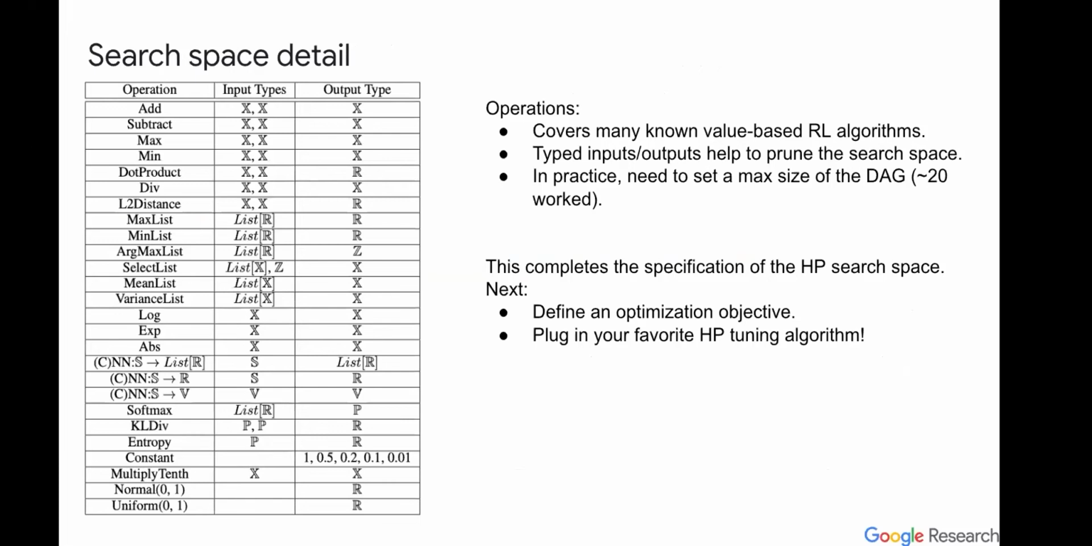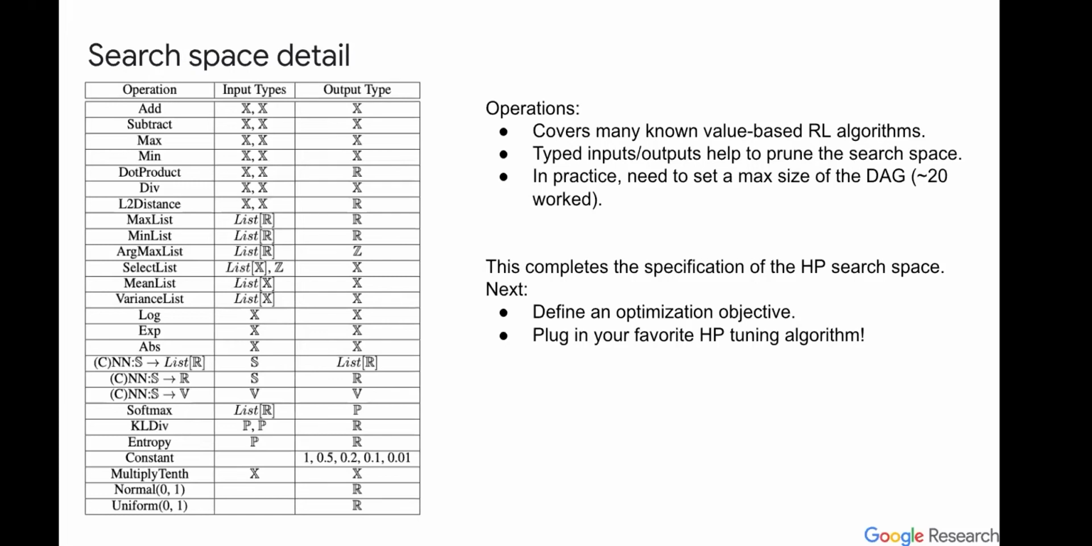Here we list all the operations we have considered. Some of these are very straightforward tensor operations, such as add and subtraction. Some of these are neural network operations; they basically map states to some Q values. And some of these are somewhat special for reinforcement learning algorithms, such as select list. This is used when, given a list of Q values of the actions and the action index, we need to select into that list.